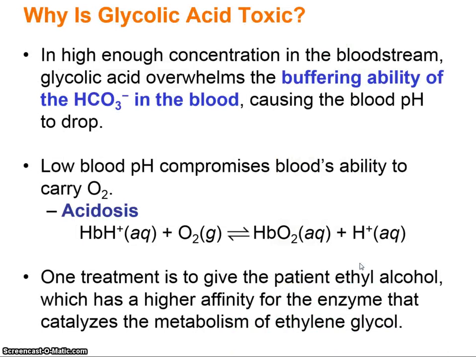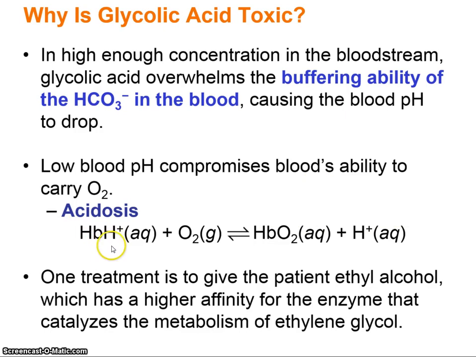So why is glycolic acid toxic? Well, in a high enough concentration in the bloodstream, glycolic acid overwhelms the buffering ability of the carbonate in the blood, causing the blood pH to drop. Low blood pH compromises the blood's ability to carry oxygen, resulting in a condition called acidosis.